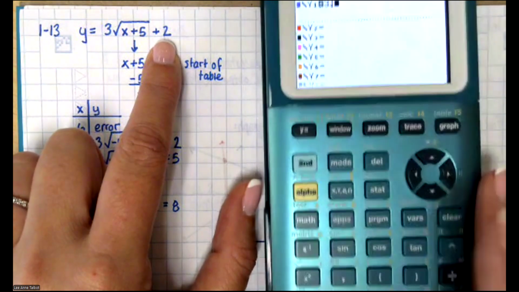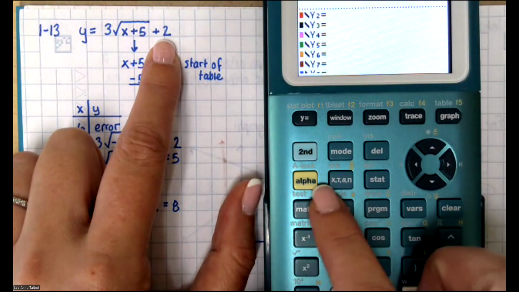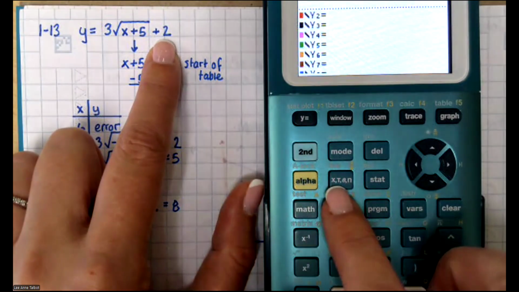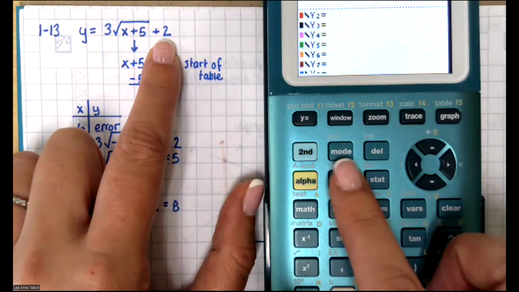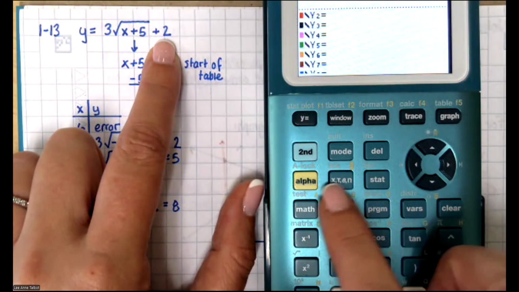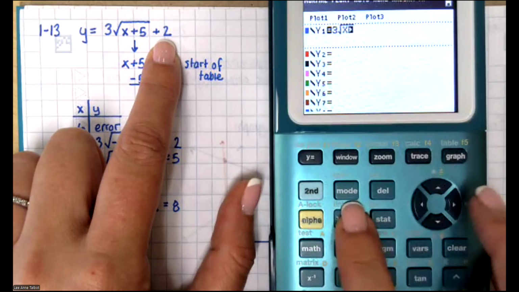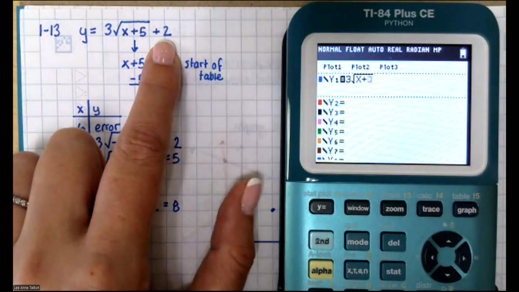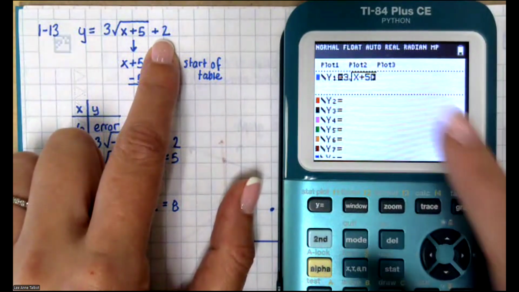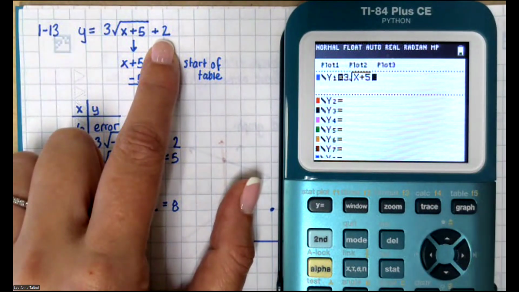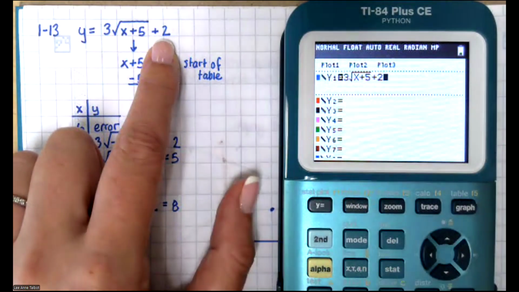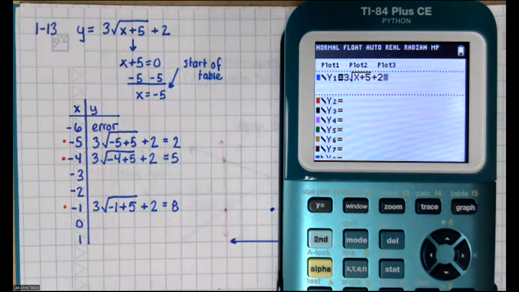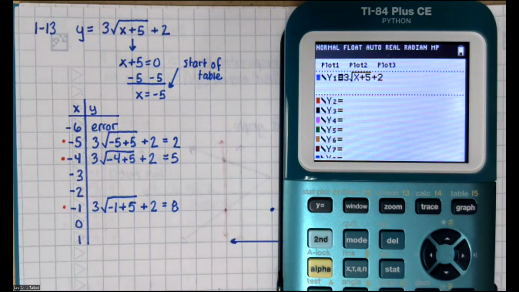Okay. Now the X button on the calculator is located right next to the alpha button. It says X, T, theta, n. This one right here is the X button, right next to the alpha. So put X plus 5. Then you have to use the arrow key to arrow out of the square root and then put plus 2 on the outside. Okay, I'm going to come around and see if anybody needs help. Good. And did you hit enter?